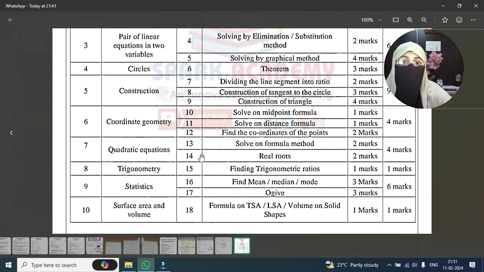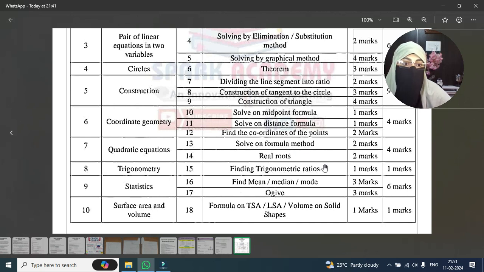Okay. Then quadratic equations, solving by the formula method, very important. Okay. So by using that also you can get 2 marks. Then real roots, okay, by that you will get 4 marks.